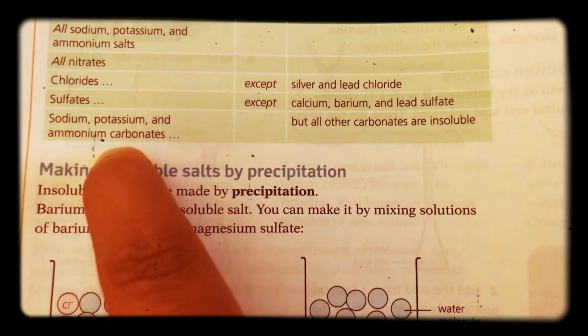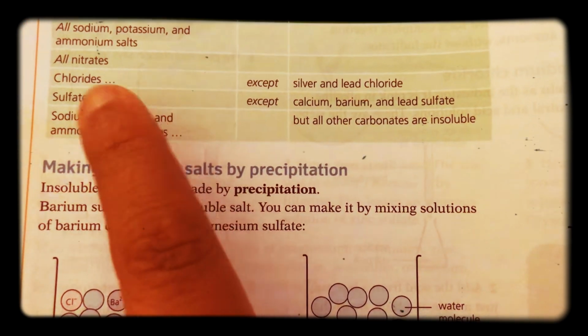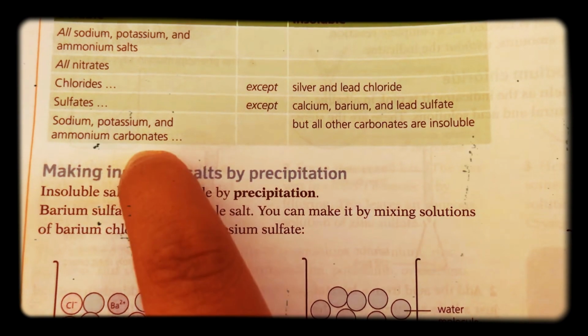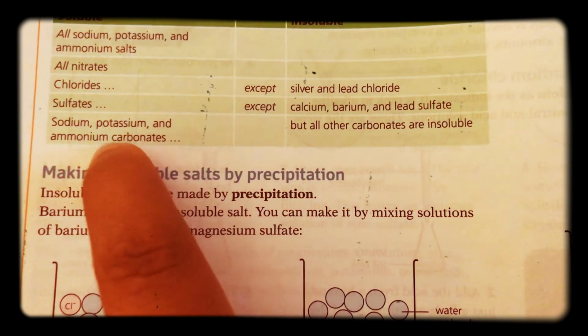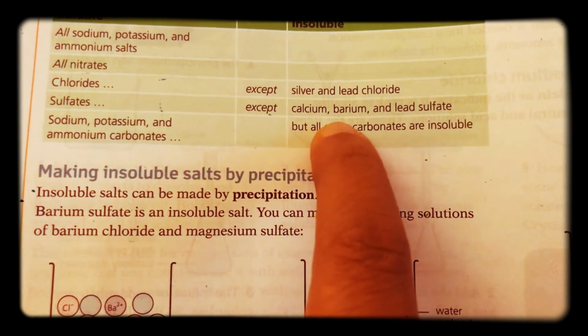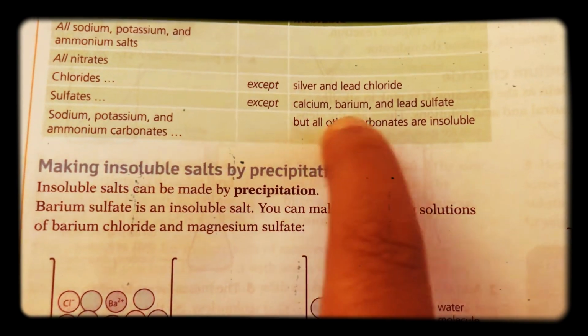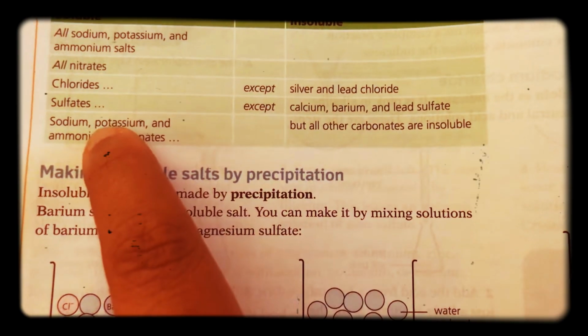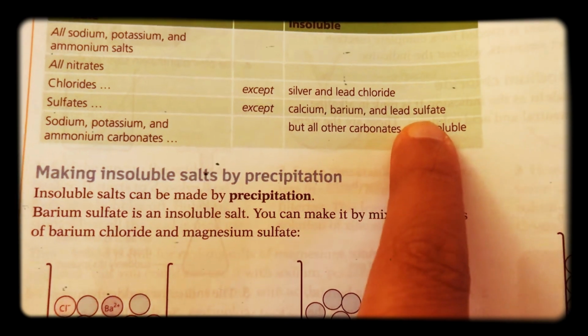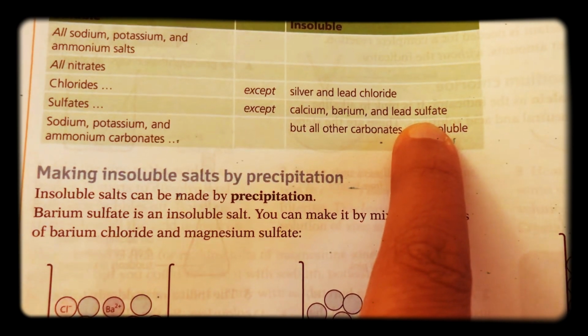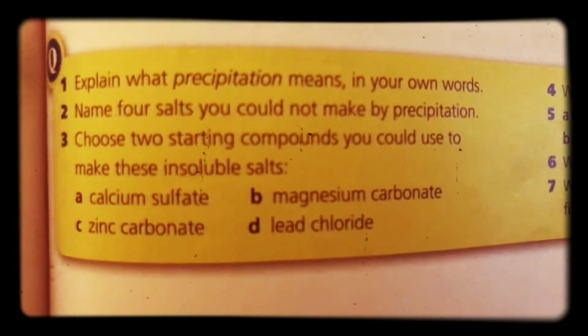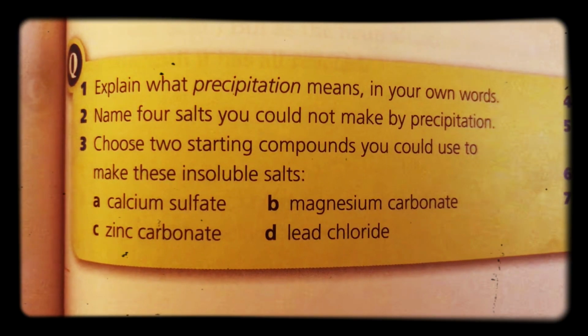So sodium sulfate could be useful. Potassium sulfate is another example. Ammonium sulfate is also soluble because it's not here. Lead sulfate, however, would not be suitable. So choose 2 starting compounds you could use to make these insoluble salts.